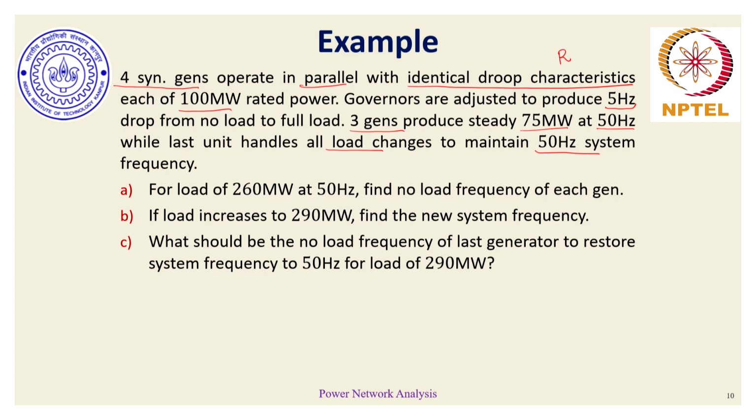So, we have 3 conditions. The first condition is that for a load of 260 megawatt, for frequency equal to 50 Hz, we have to find the no load frequency of each of the 4 units. So, let us do that first.